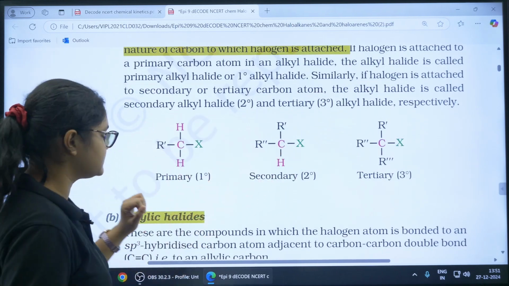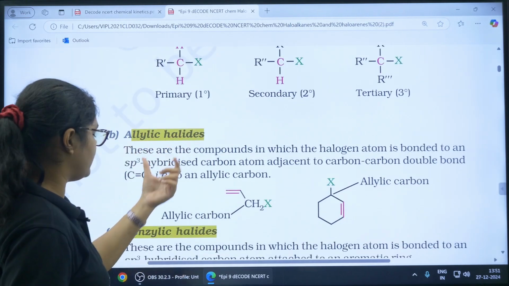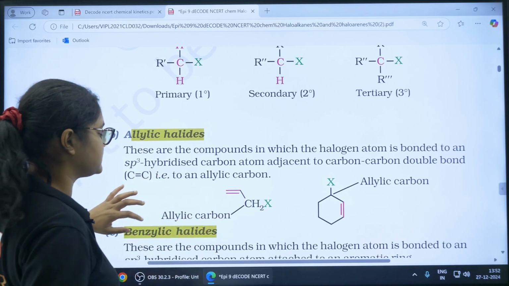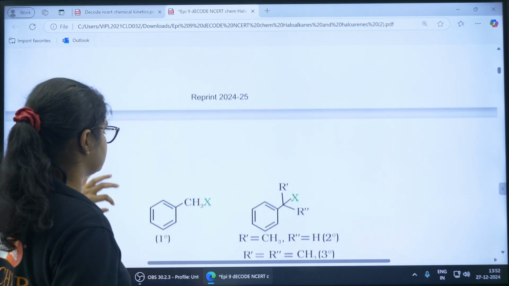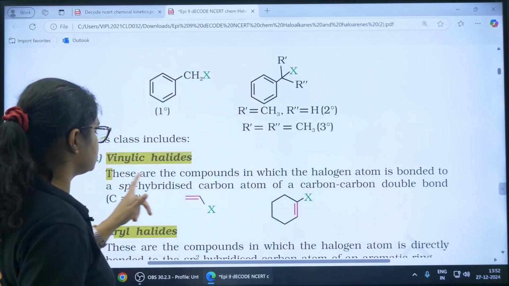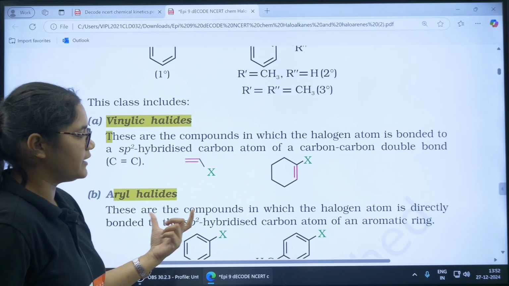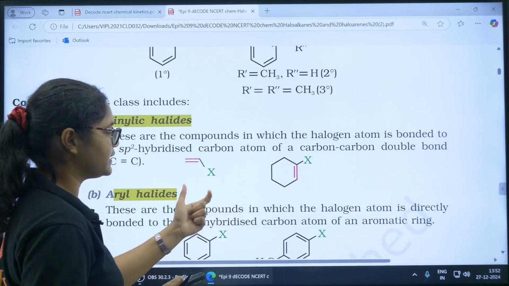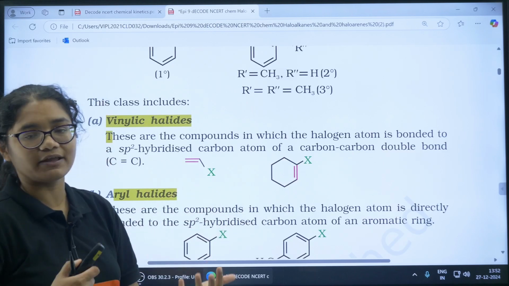These are the examples. Next, if we go to allylic halides and benzylic halides, these examples you should all mark, okay? What are allylic halides? What are benzylic halides? Next, what are vinylic halides? What are aryl halides? So just the definition and examples. You do not have to remember the definitions, but you should be able to identify which is which type of halide, okay?